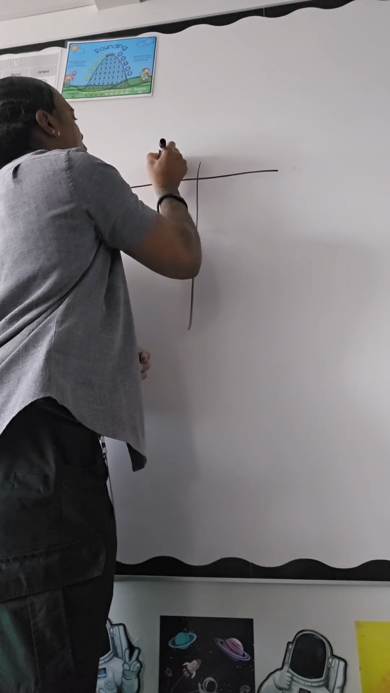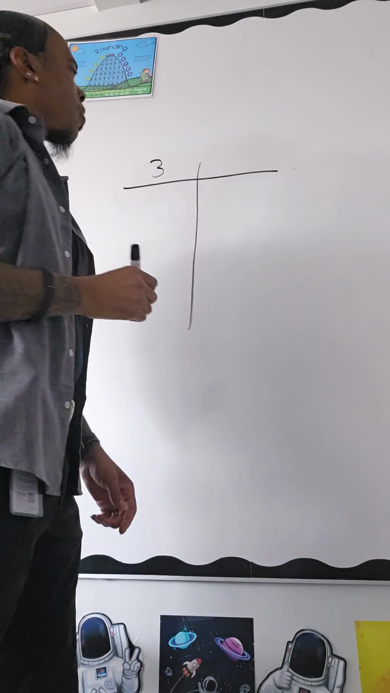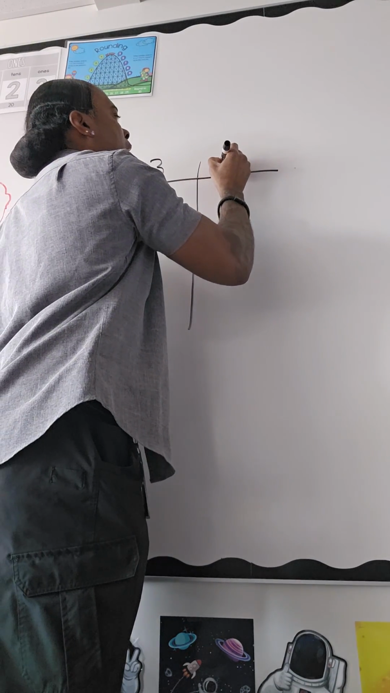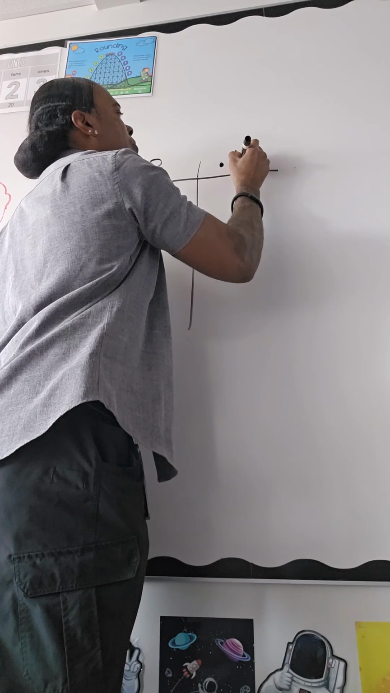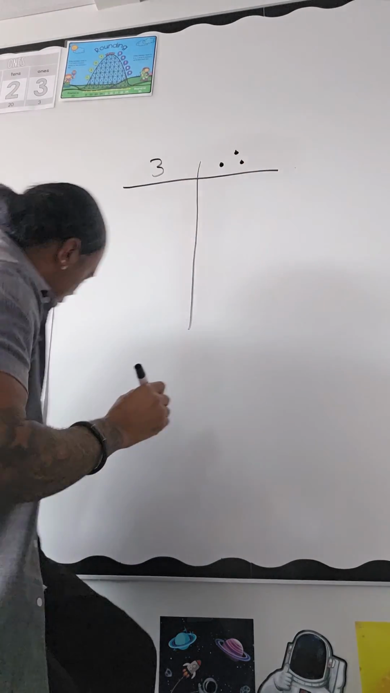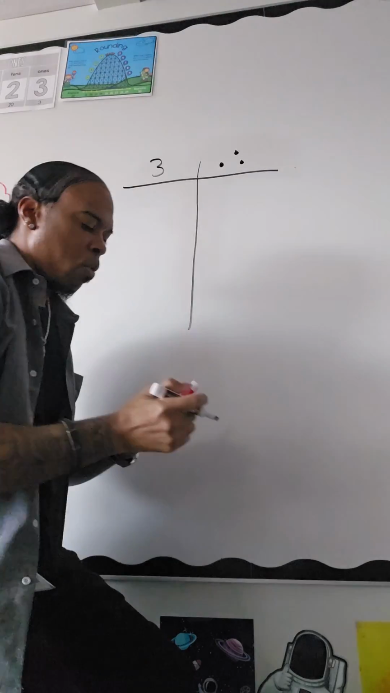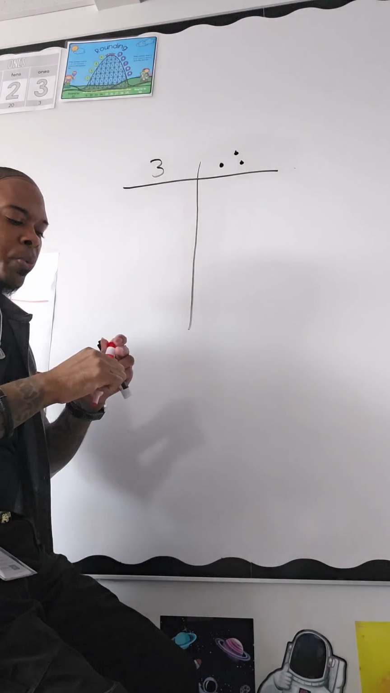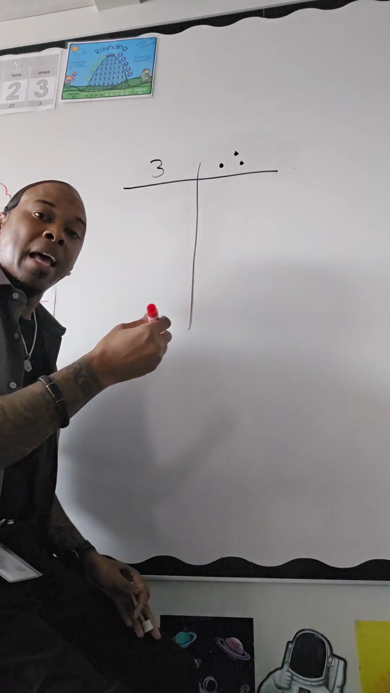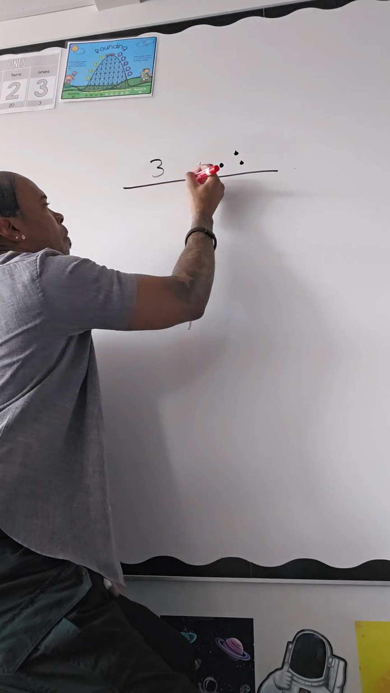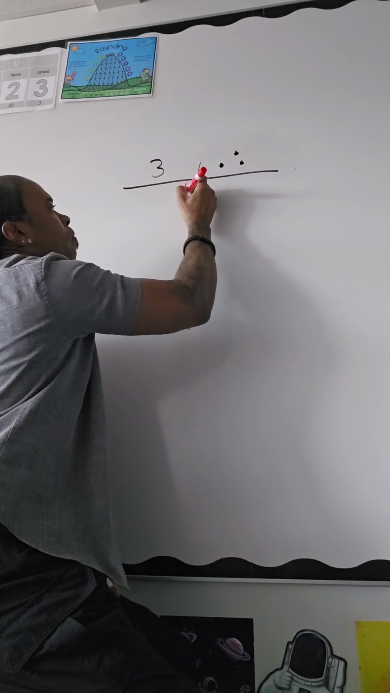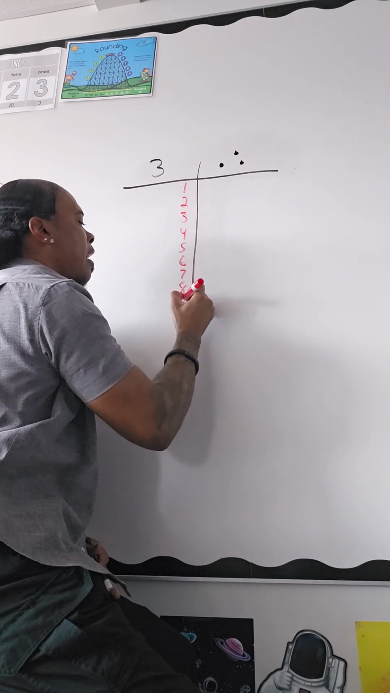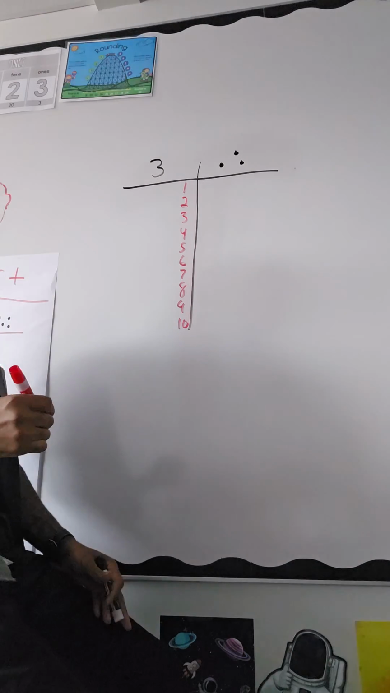All right, so we're putting our number 3 right here. We need to put 3 dots because that represents the number 3. So 1, 2, 3. Since we're multiplying by 3, we're going to learn how to do 3 times 1 all the way to 3 times 10. By us having to know how to do that, I'm going to number my left side of my T-chart. 1, 2, 3, 4, 5, 6, 7, 8, 9, 10.